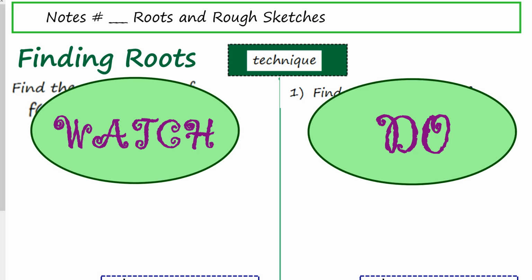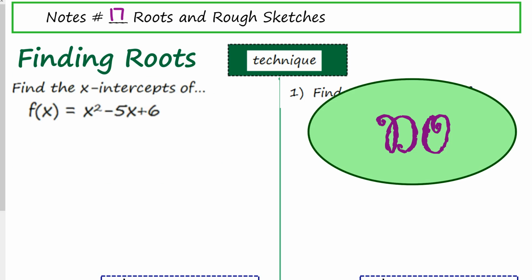Okay, so for our notes today, which are notes number 17, we're going to be looking at a way to find roots and to make rough sketches of polynomial functions. And what I'm going to do is first do an example for you to watch, and that's going to be a quadratic, and then we'll use those ideas and do an example together that is not quadratic. So finding roots, just watching.